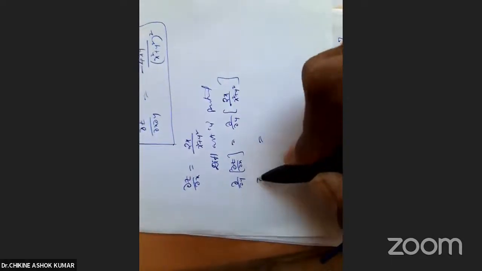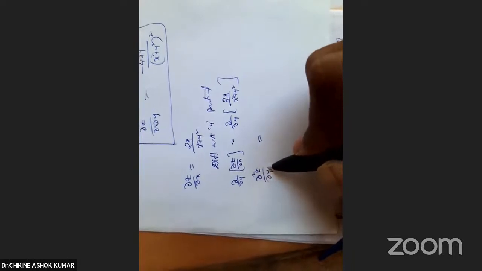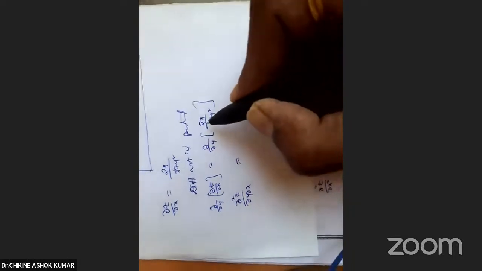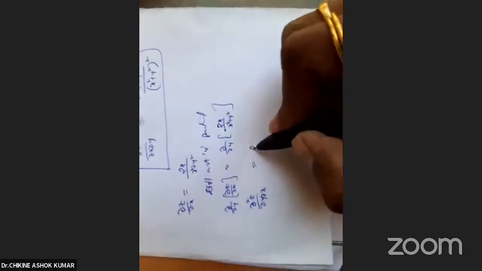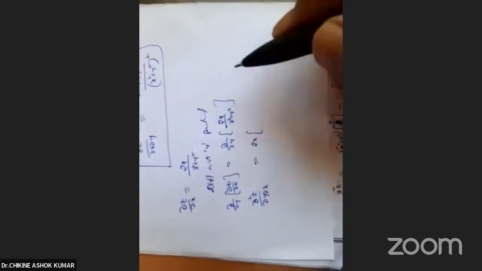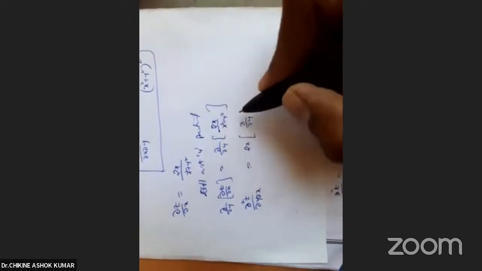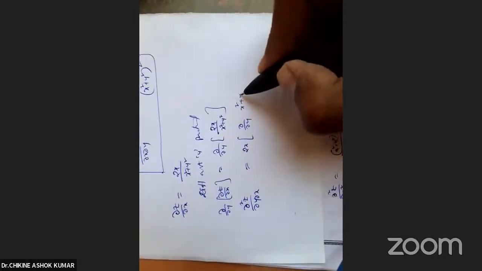Again, it will become dou square z by dou y dou x. And here the y multiples are present in the denominator only, so 2x is constant. So 2x is constant means dou by dou y of, bringing this quantity to the numerator, x square plus y square whole to the power of minus 1.